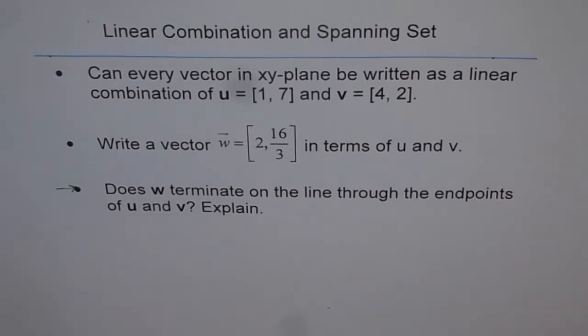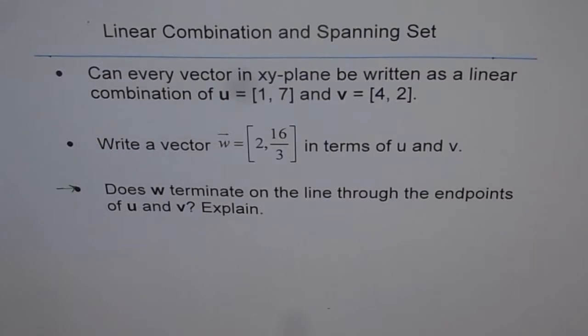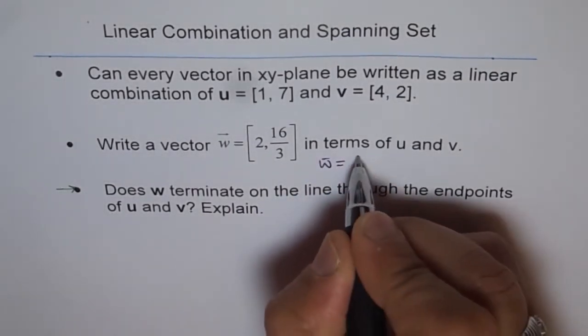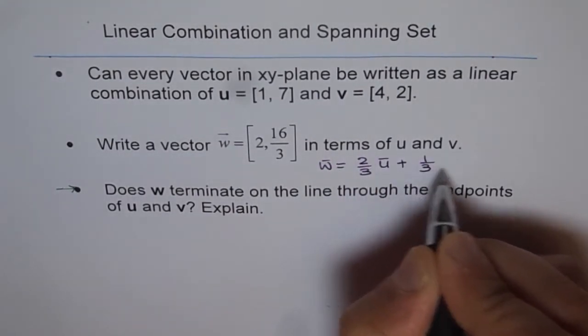So what I'll do is leave the first two parts of this question for you to solve, as we have done many examples, and start off with the main part, which is, does w terminate on the line through the endpoints of u and v? Explain. So let's try to understand what this is talking about. When you solve part B, you will get an answer. So let me write down the answer for part B, which is w equals 2/3 u plus 1/3 v.